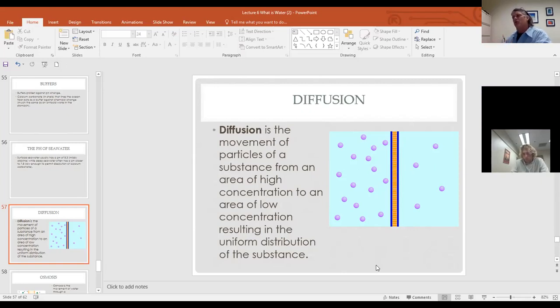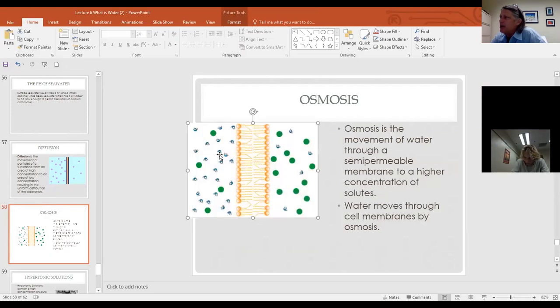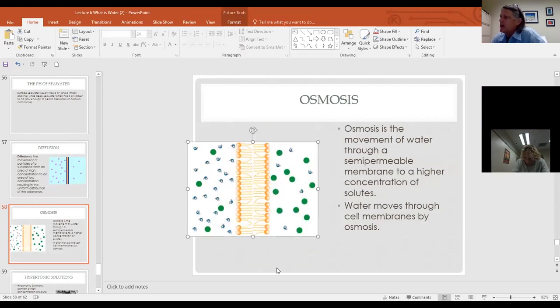So water molecules are really small, and they can diffuse across most membranes pretty well. So osmosis is the special diffusion of water. Here's a cell membrane. We're not going to study cell biology that much, but let's just take a look at the structure so we understand what's going on. Notice the size: there's water molecules, here's dissolved solids.